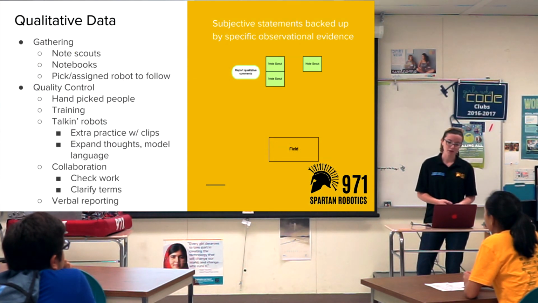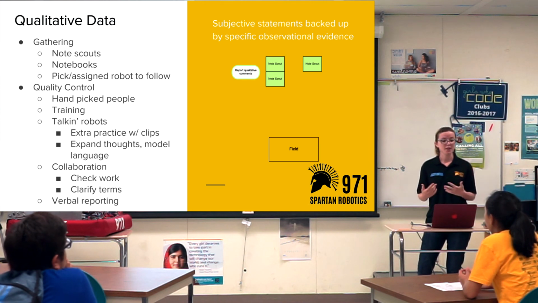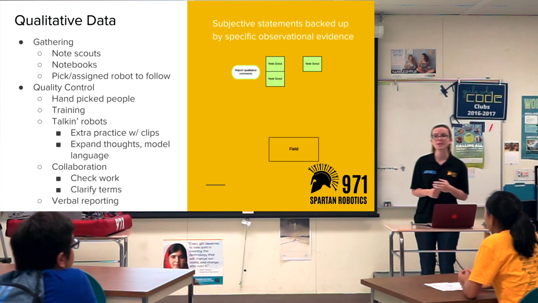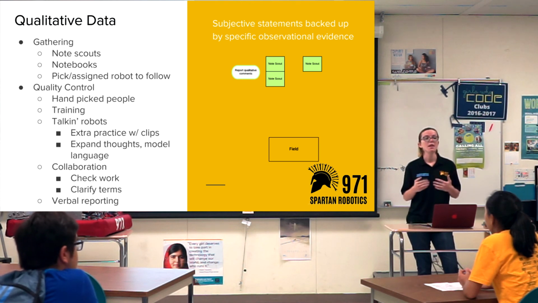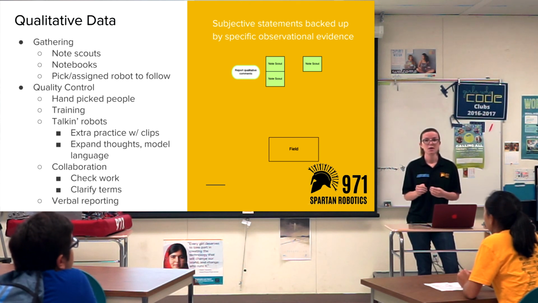Gathering qualitative data. We use the note scouts, as I mentioned before. They have notebooks. They either pick or are assigned a robot to follow, and they're basically looking for the information that numerical data doesn't tell you. The story of the robot that the data won't tell you.